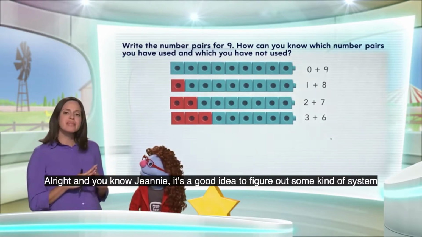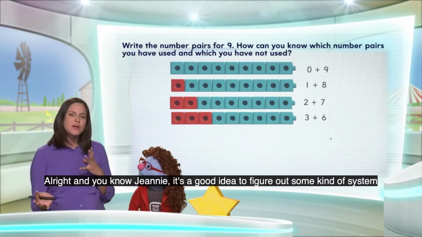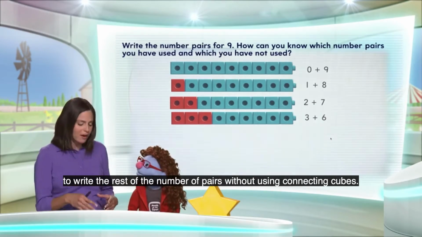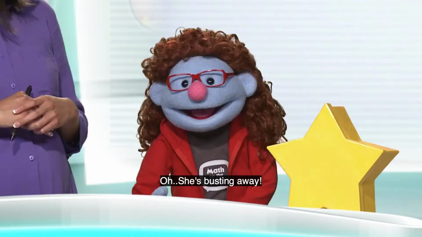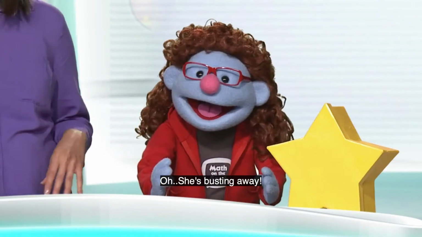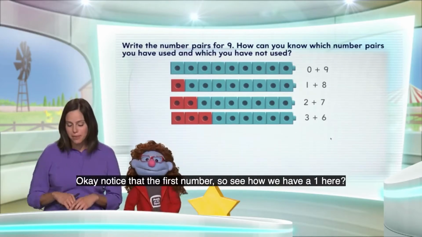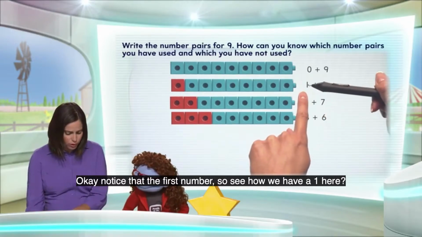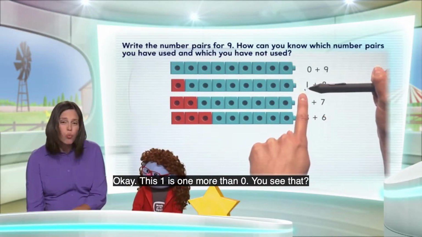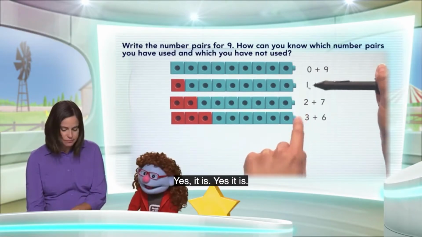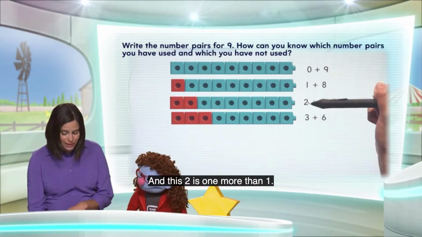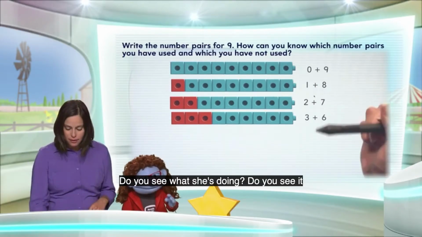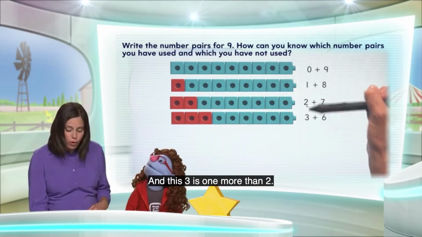And you know, Jeannie, it's a good idea to figure out some kind of system to write the rest of the number pairs without using connecting cubes. Are you ready? I'm ready. Notice that the first number, see how we have a 1 here? This one's one more than 0. And this 2 is one more than 1. Do you see what she's doing? And this 3 is one more than 2.